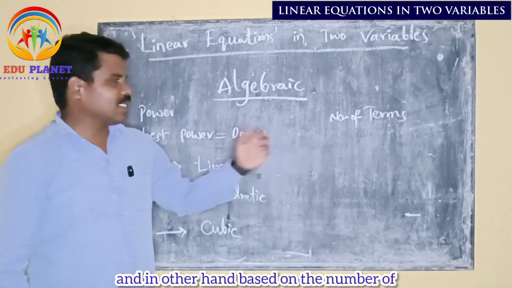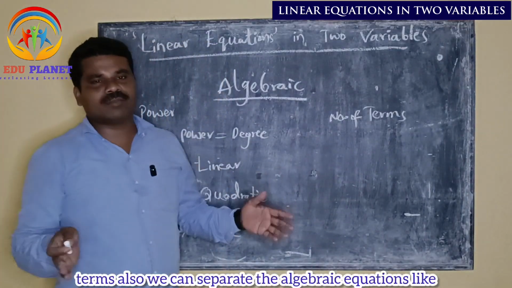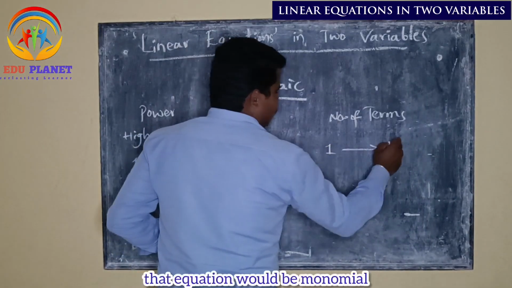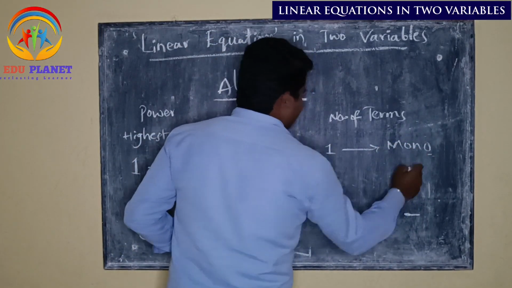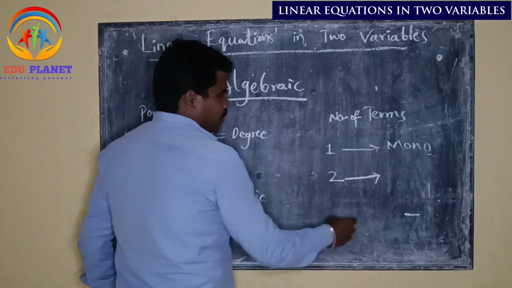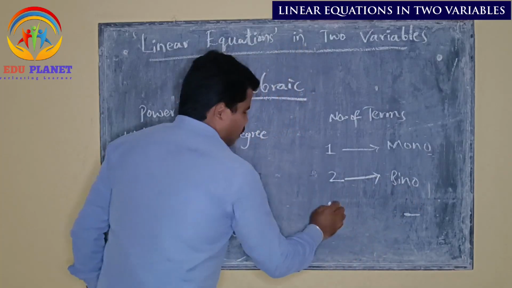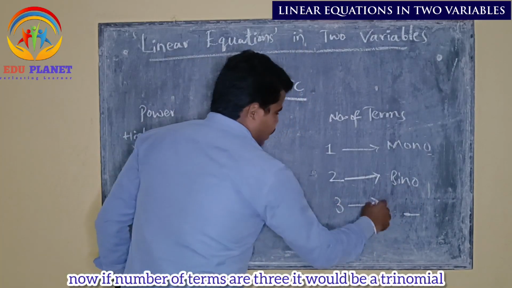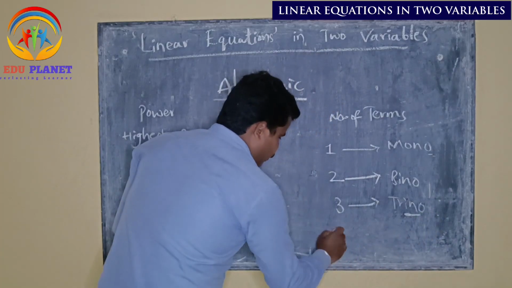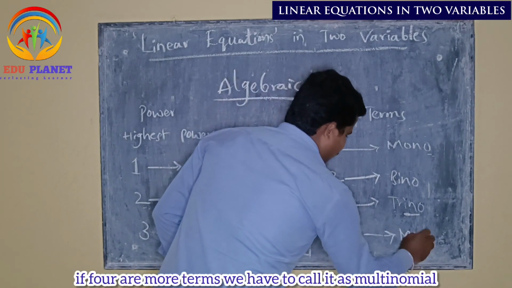On the other hand, based on the number of terms also, we can separate the algebraic equations. Like if the number of terms is 1, that equation would be monomial. If the number of terms is 2, then that equation would be binomial. If the number of terms is 3, it would be trinomial. If 4 or more terms, we have to call it as multinomial.